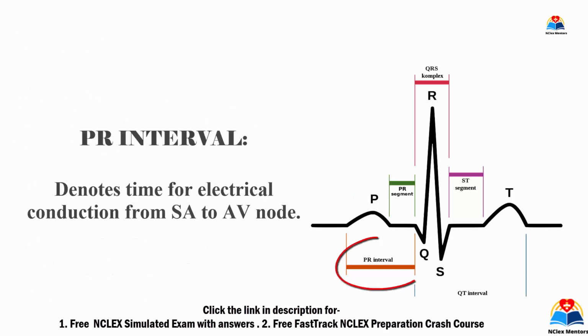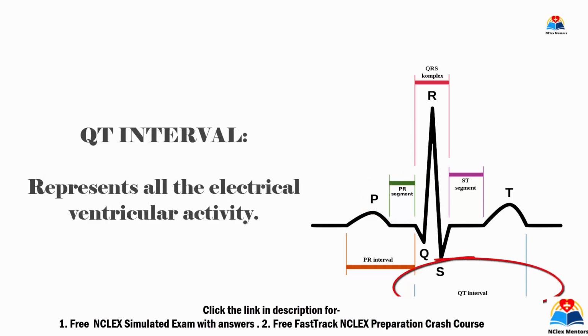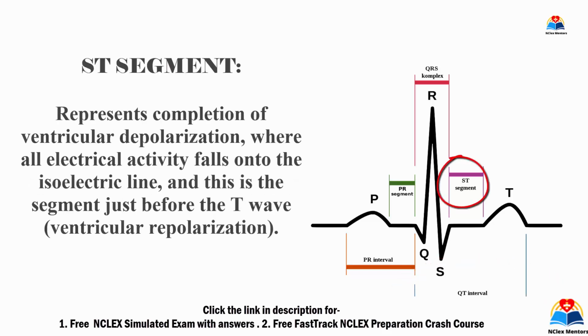PR interval. The figure given here shows the PR interval, and this is the time for electrical conduction from the SA to the AV node. PR segment. The segment just before the QRS complex is the PR segment and represents completion of atrial depolarization. QT interval represents all the electrical ventricular activity. ST segment. This represents completion of ventricular depolarization, where all electrical activity falls onto the isoelectric line. And this is the segment just before the T wave, or ventricular repolarization.